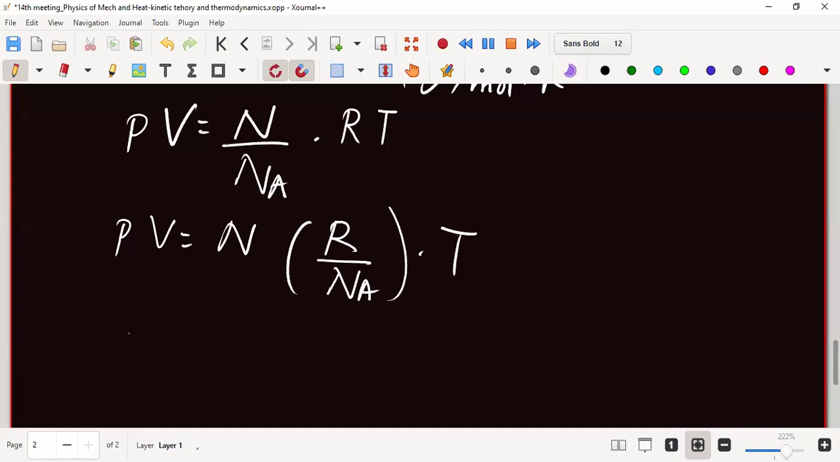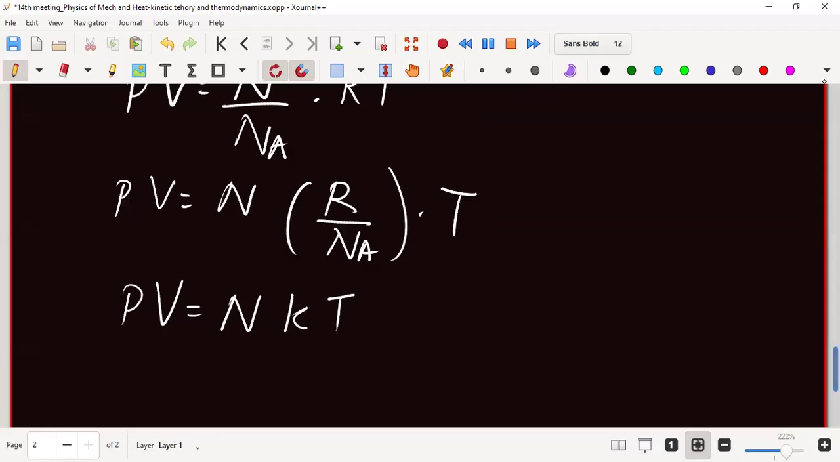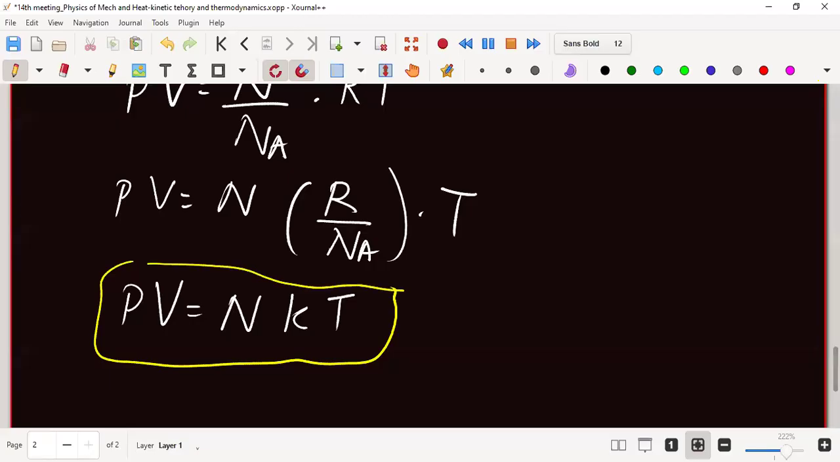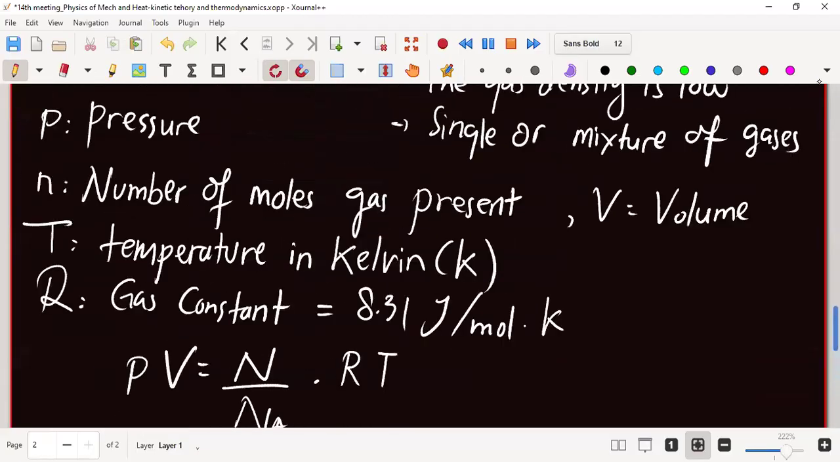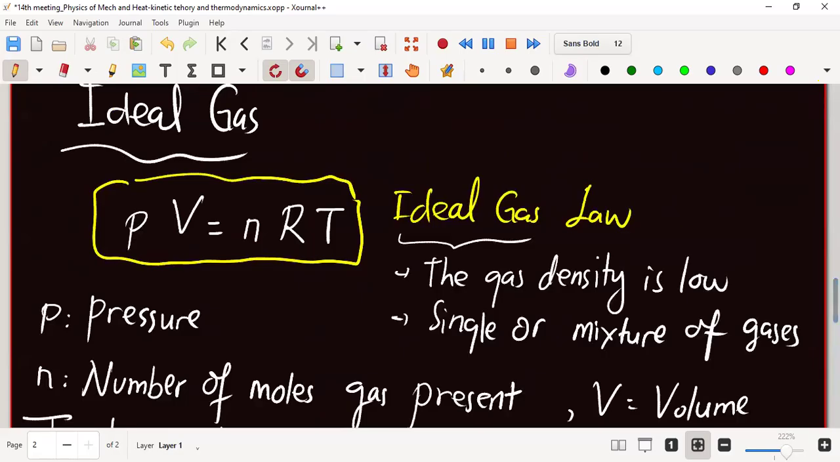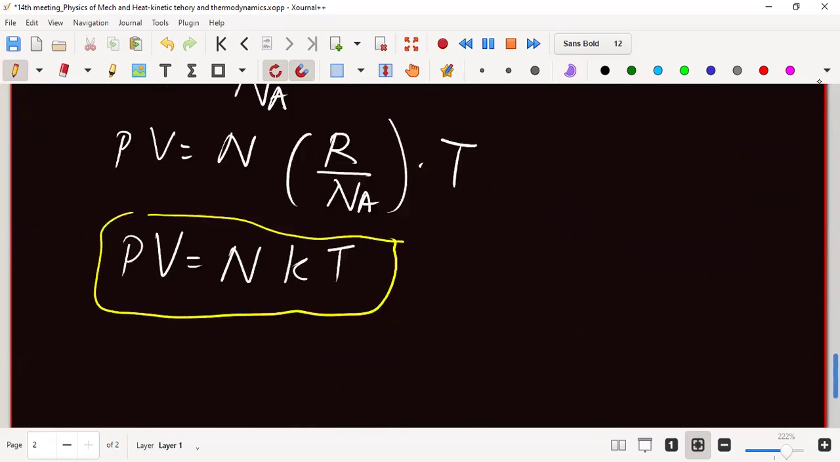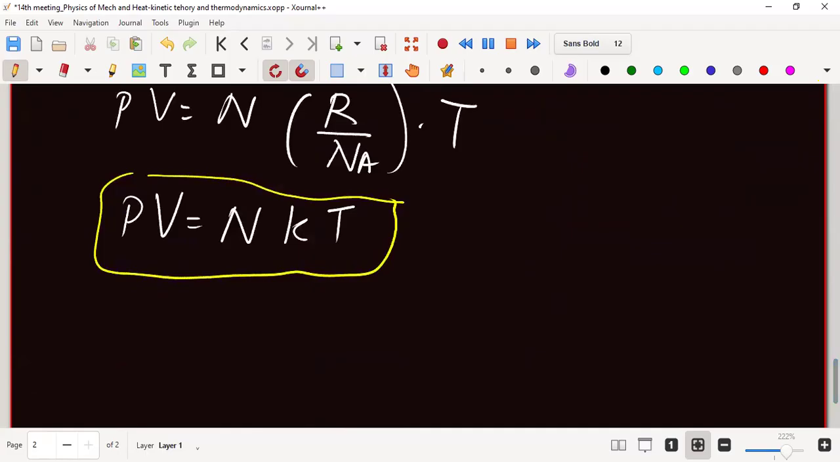So this one we also can write PV is NkT, yeah. So PV is NkT using capital N here, different from the non-capital n. Non-capital n is the number of moles of gas present, but capital N is the number of gas molecules.